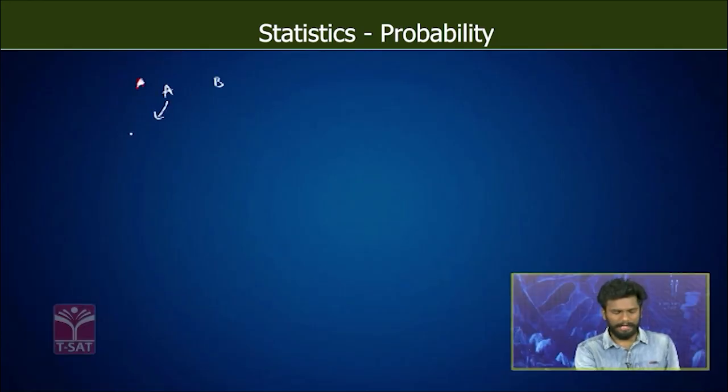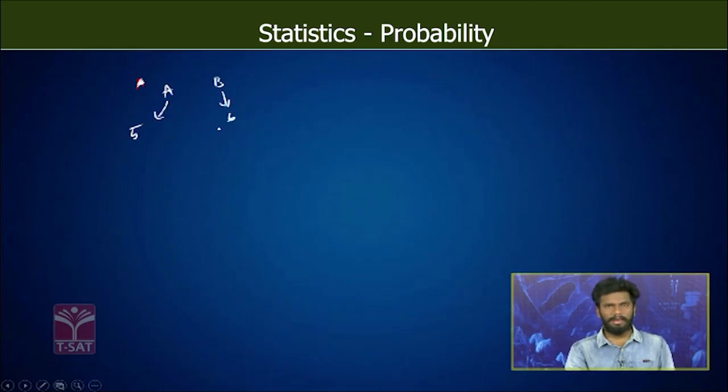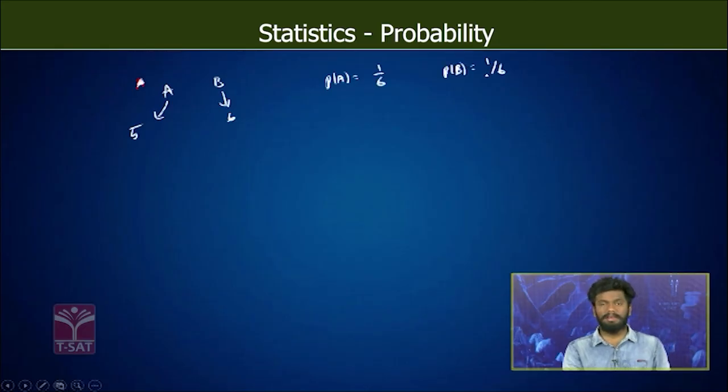My event A is getting a number 5 and event B is getting a number 6 when a die is rolled. Now the probability of occurrence of event A is 1 by 6, and the probability of occurrence of event B is 1 by 6. It is the same.